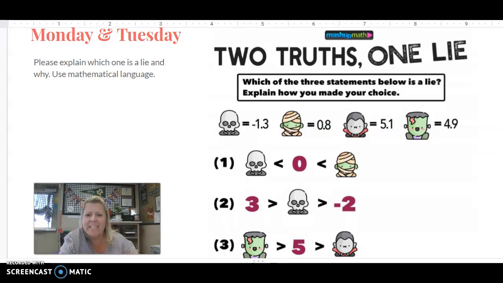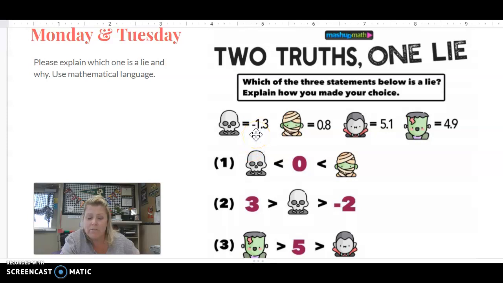Happy Monday, kids. Today's warm-up is a 2 truths and 1 lie. So you need to explain which of the 3 statements below is a lie and explain how you made that choice. So it's telling you that the skull is worth -1 3/10.